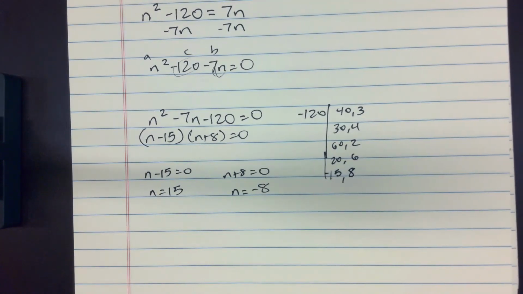Any questions so far, I guess? Okay, so the main goal is just to get it set equal to 0, and then when you get it set equal to 0, to put it in the right form. It's very important it's in the right form. If it's not in the right form, you're going to factor it incorrectly.